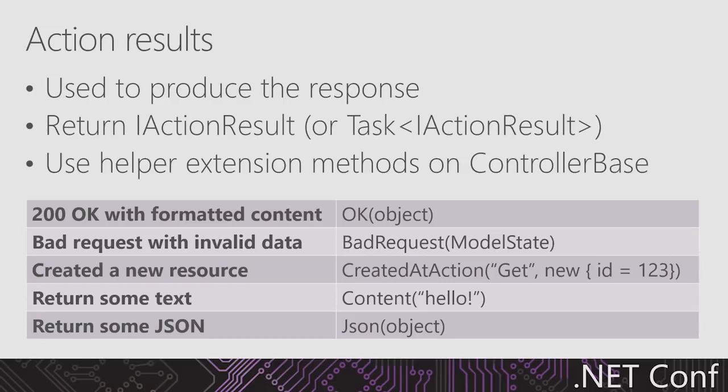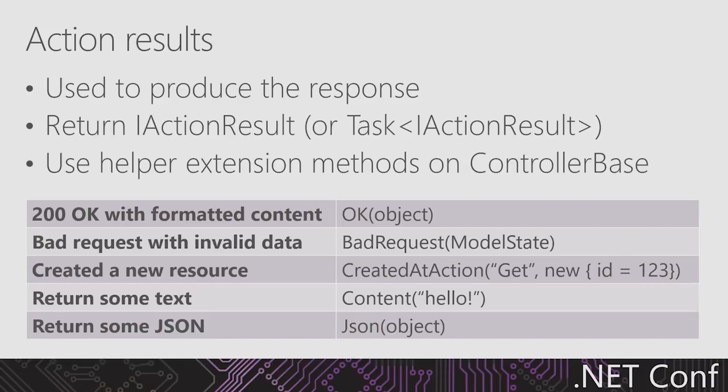They're a type that derives from IActionResult. That's the interface that they implement. You can also return Task of IActionResult if your action is asynchronous. And there are a whole bunch of action results that we provide for you out of the box in ASP.NET Core. Action results for setting specific status codes, action results for sending back formatted data, a whole bunch of things. And you can just new them up and just return them as an instance.